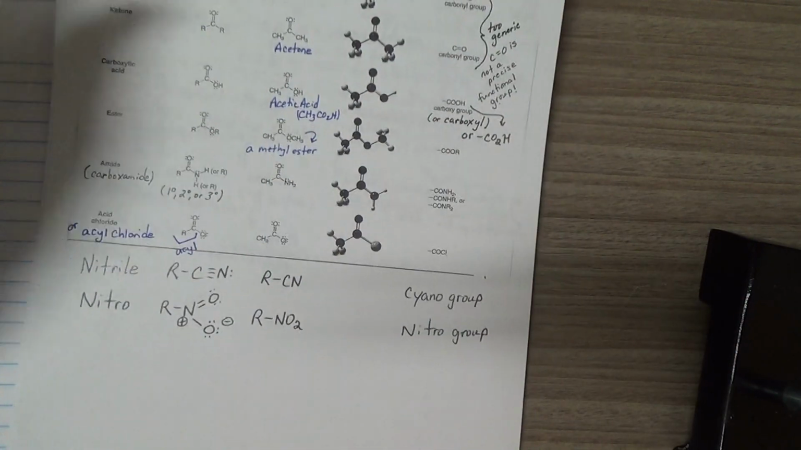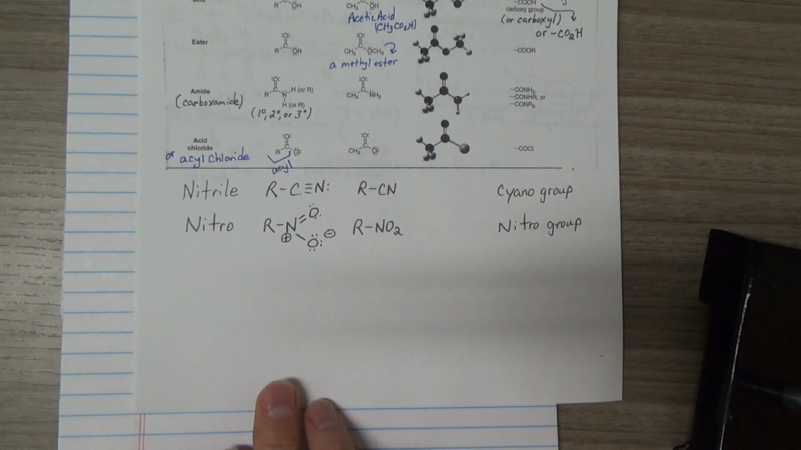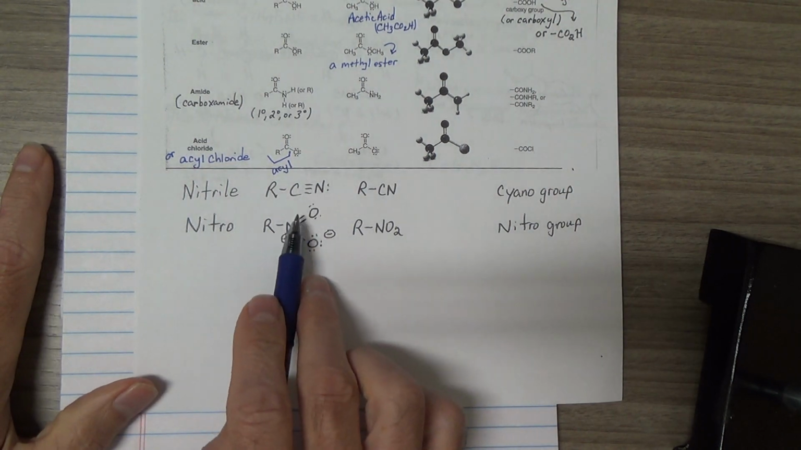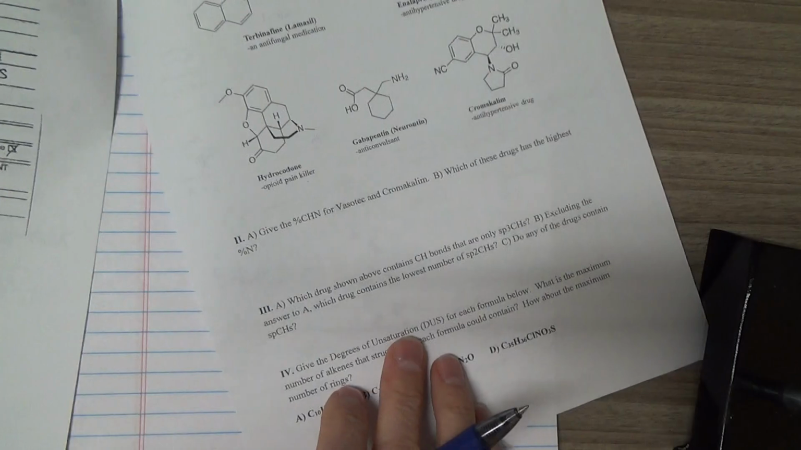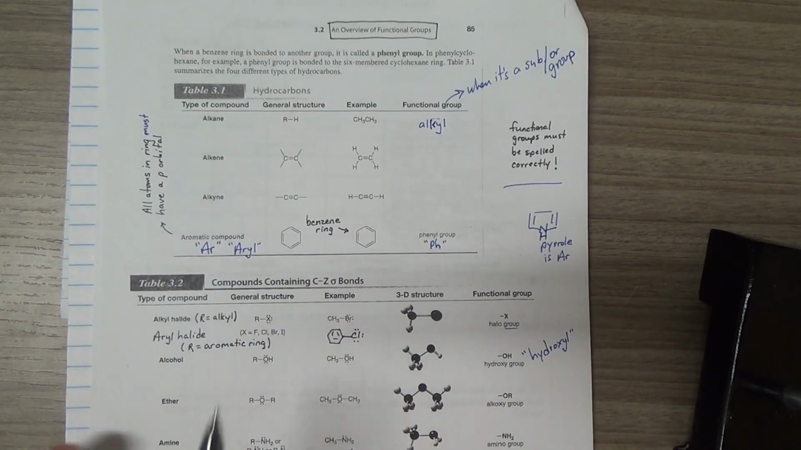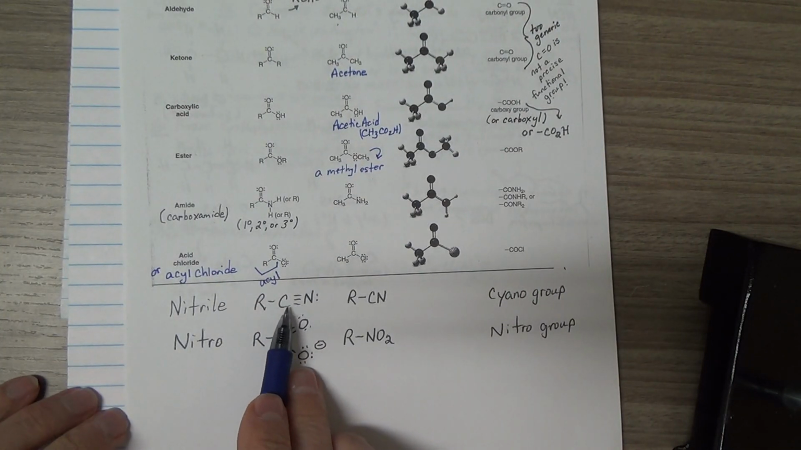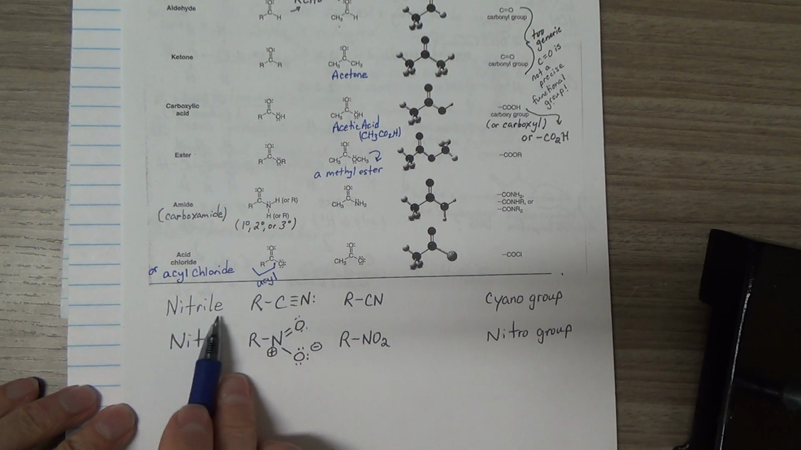There are two additional ones you need to know that are actually not on this list, and they both contain nitrogen. One of them is with a triple bond. If we remember, a carbon-carbon triple bond is called an alkyne. If you have a carbon-nitrogen triple bond, that's called a nitrile.